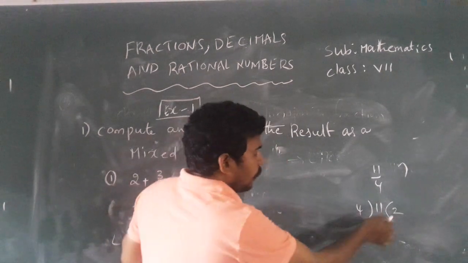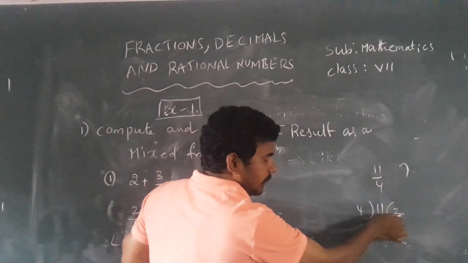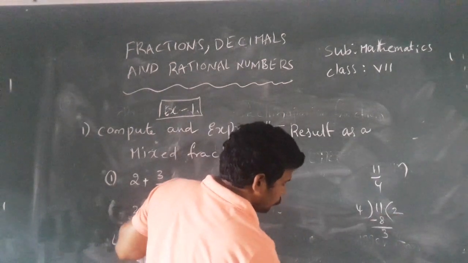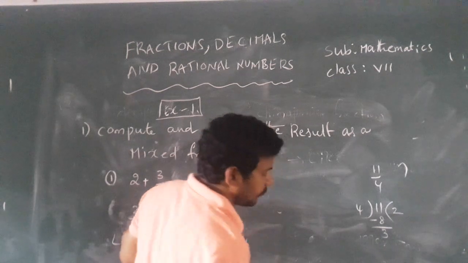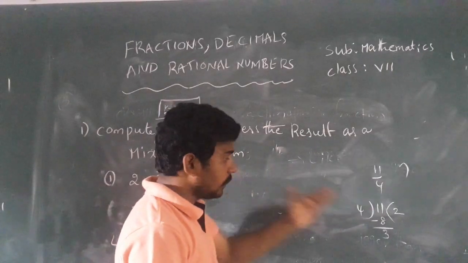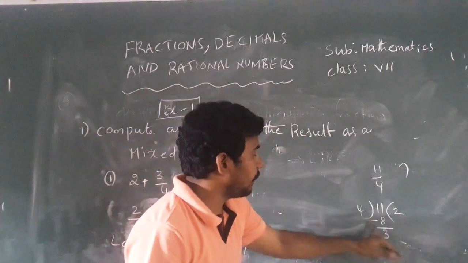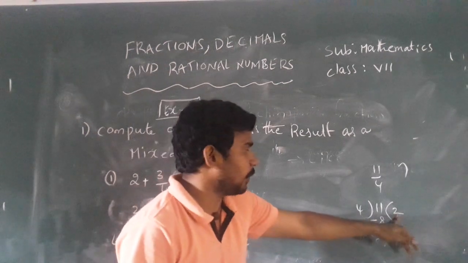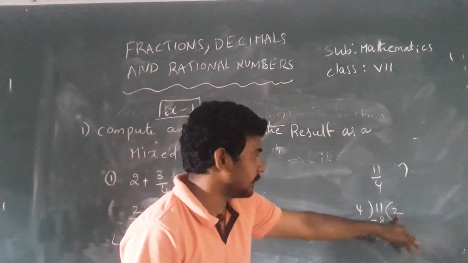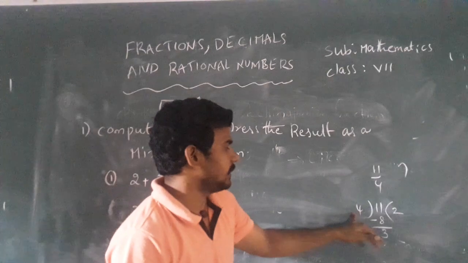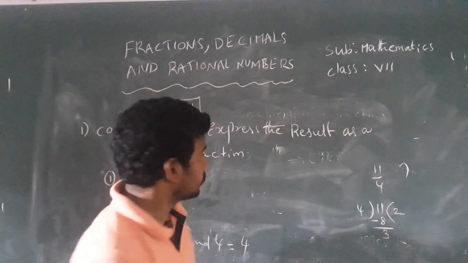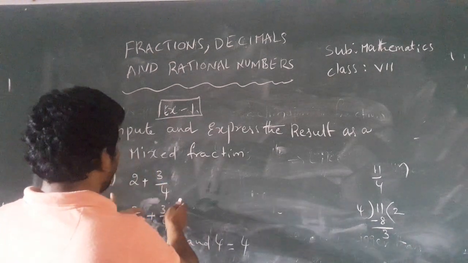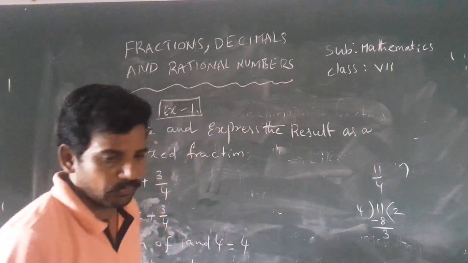3. So first you take what, children? This is the 2. After that, take 3 by 4. After that, take 4. So this mixed fraction is 2, 3 by 4. First, what is this part, children? Quotient place. Remainder. Divisor. So 2, 3 by 4 is the mixed fraction. So 2 plus 3 by 4 result is 2, 3 by 4.